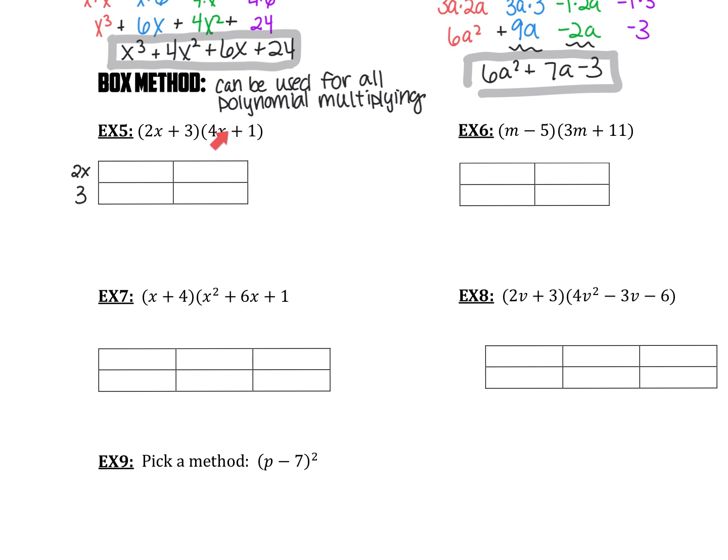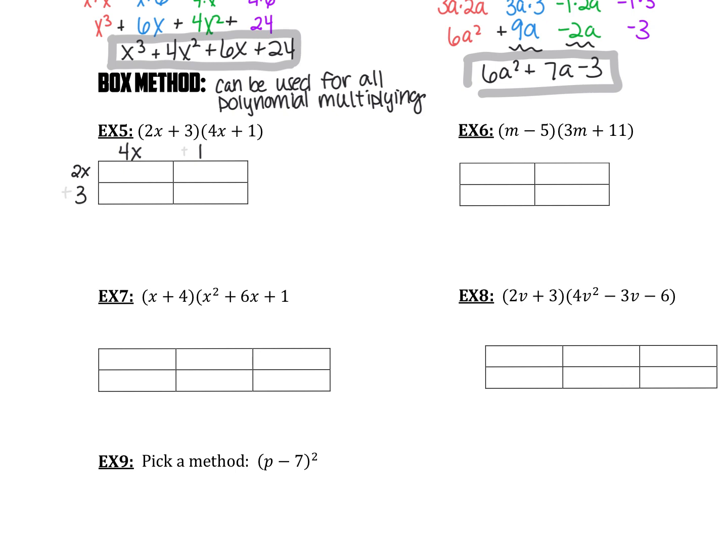And then I'm going to take my other polynomial, in this case it's a binomial again, which is 4x plus 1, and I'm going to write a 4x on top and a positive 1 on top. So again, this term right here reads 4x plus 1. And if you want to, you can write that plus in there for that positive 1 and the positive 3, but you don't need to. All right, now let's look.